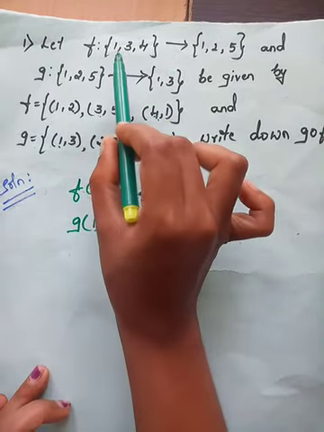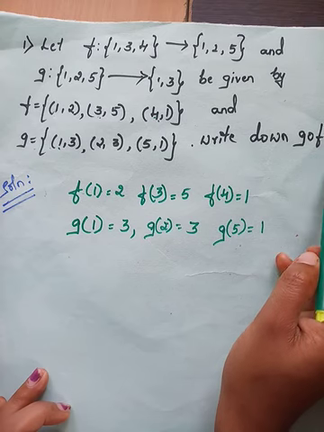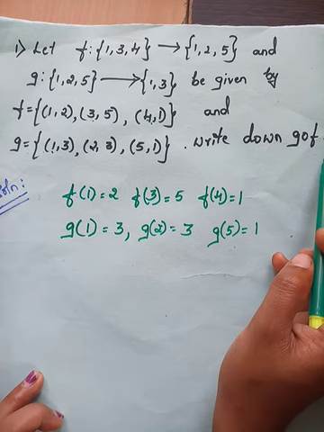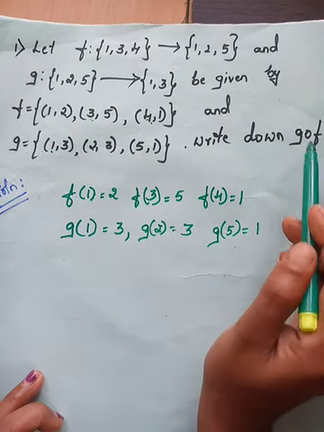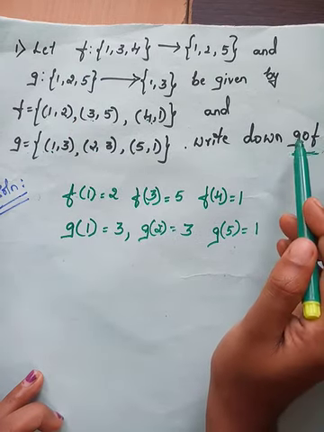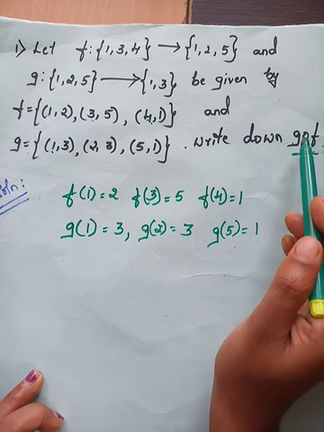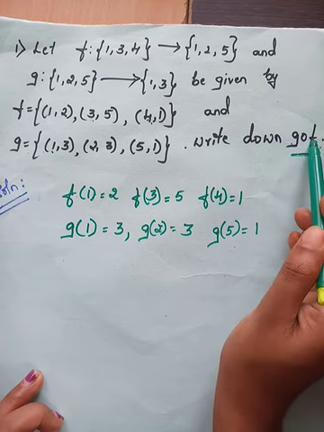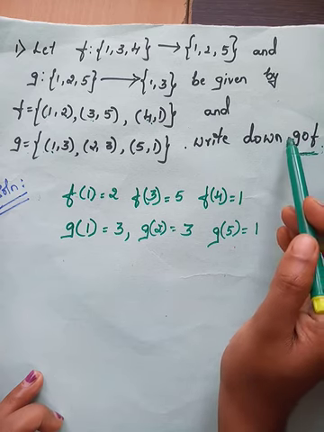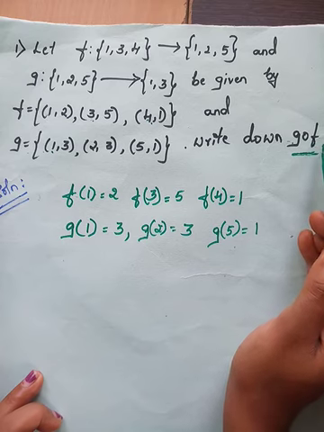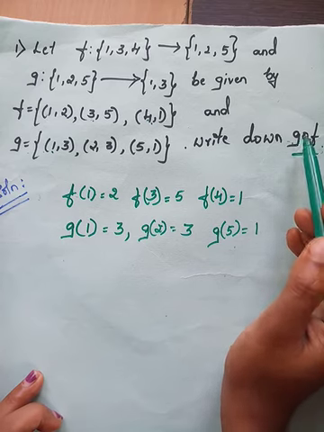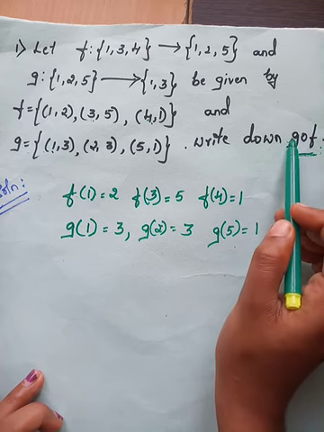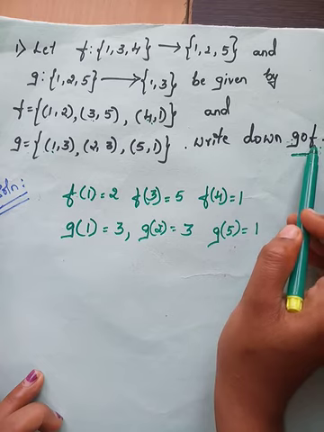Now they have asked us to find G composition F. We have to find what G composition F is. So why have they given only G composition F? What is the necessity when we have to go for the composition? If we are going for G composition F, the domain of G should be equal to the codomain of F. Only then can we say that G composition F is defined. How can we say that a composition is defined? If the domain of the first, that is G, is equal to the codomain of F.